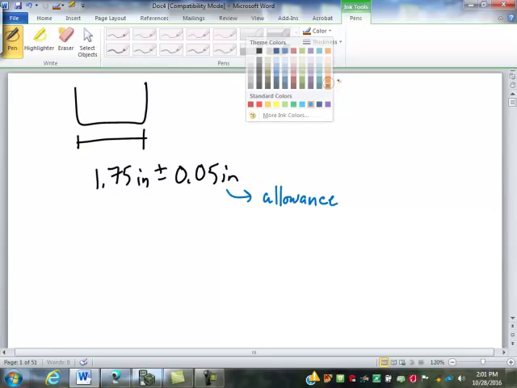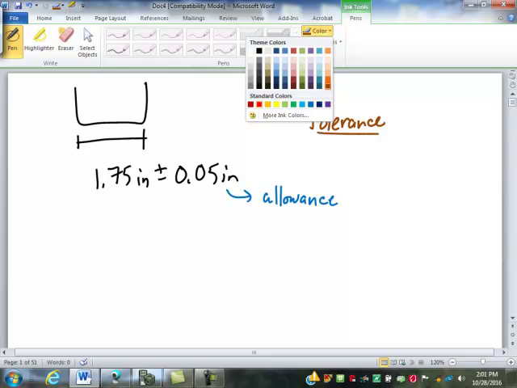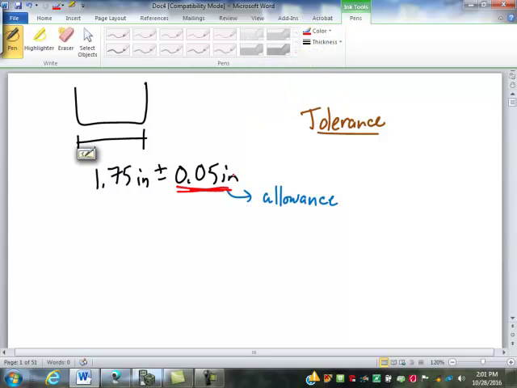Can anybody tell me, can you remember, what's the difference between an allowance and a tolerance? Very closely related. The allowance is the deviation here, the plus or minus. The tolerance is the size of the range, the whole range. In most cases, the tolerance is just double the allowance. So it's plus or minus 0.05, the tolerance would be 0.10 inches.